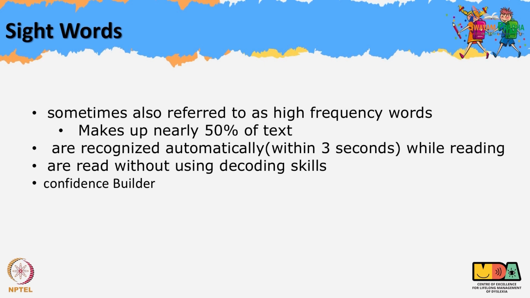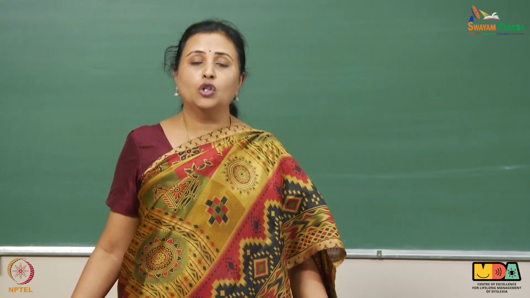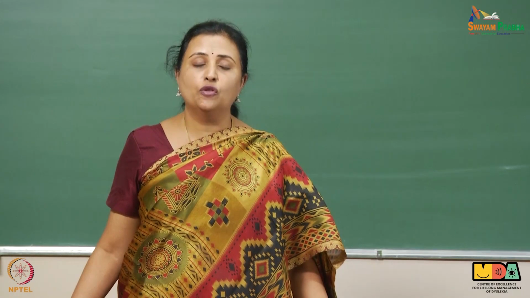When we are able to read 50% of the given material, we are motivated to read further. Hence, acquisition of sight words is also a confidence builder in a child. It helps the child to read further. Sight words cannot be associated with pictures, and they have to be understood only in context. They are more often abstract.